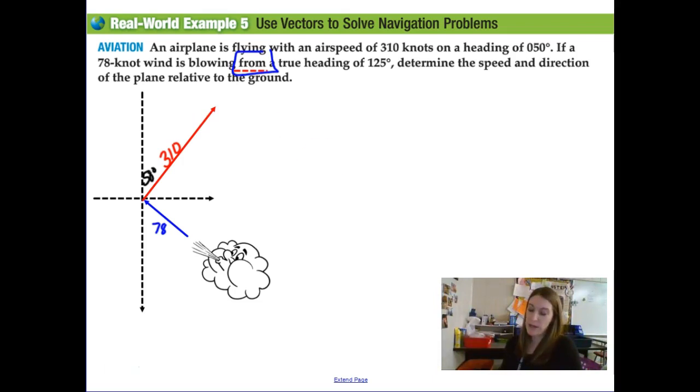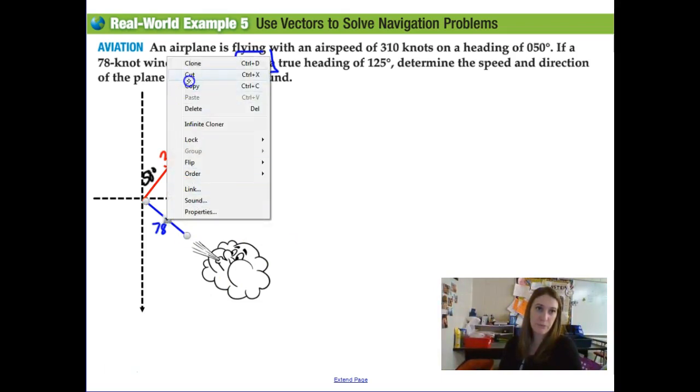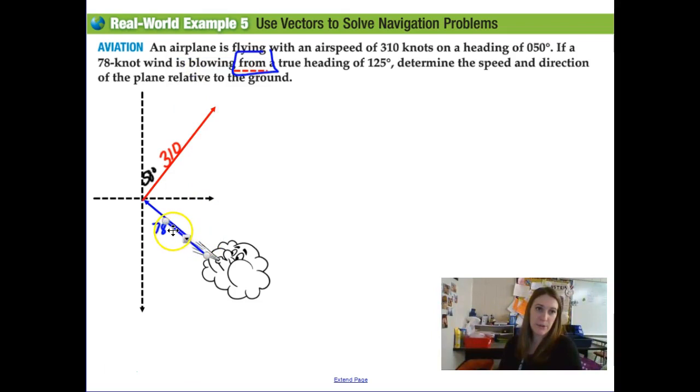So what I'm going to do is clone this guy, and create a parallel vector, assuming I can grab it, up here. Okay. So they are parallel to each other, so we have some geometry going on. And remember, this was 125 degrees all the way down to this vector.